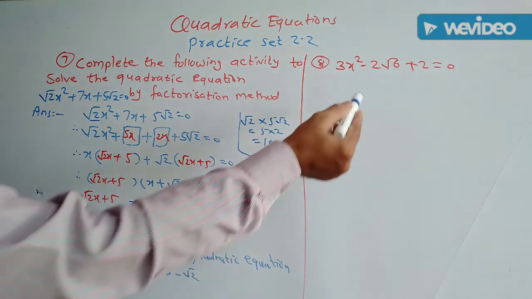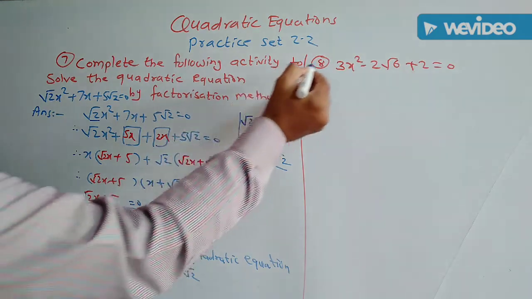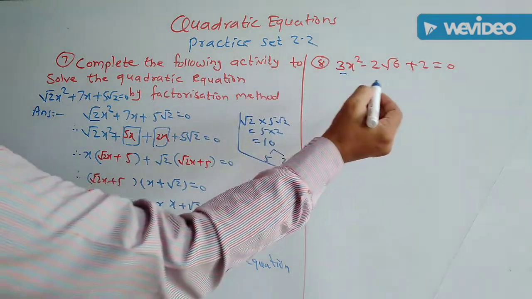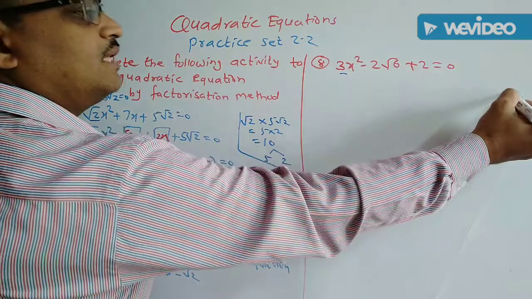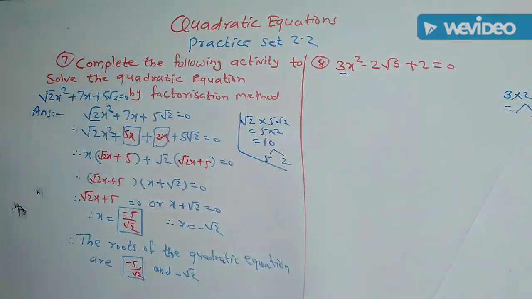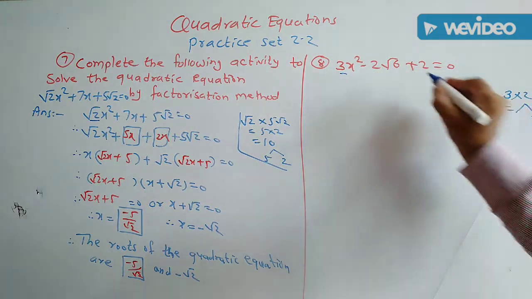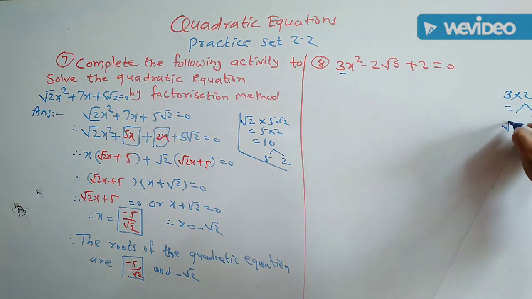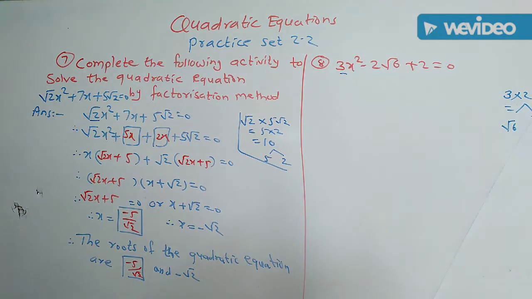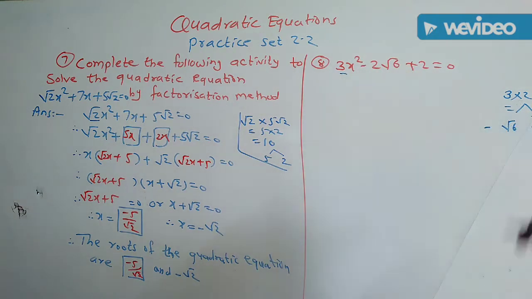Then the next example is given: 3x square minus 2 root of 6x plus 2 is equal to 0. Again the coefficient of square term is greater than 1, therefore we take the product of that and the constant term, that is 3 2s are 6. Now we find two factors whose product is 6 and addition is minus 2 root of 6. Root of 6 is common in both the factors. Product is plus and addition is minus, therefore signs are minus minus.